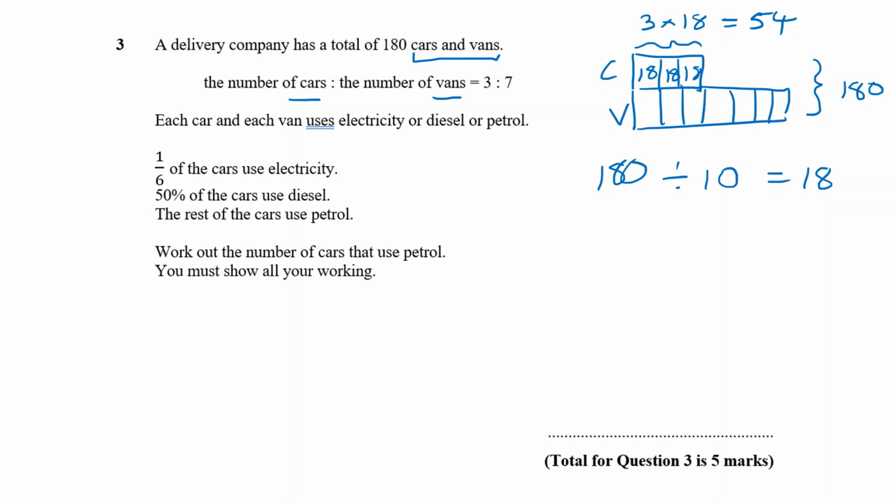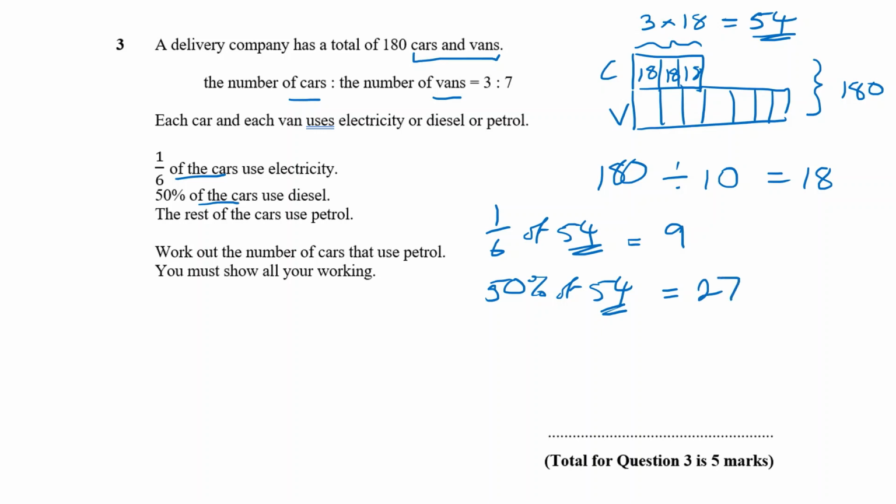1/6 of the cars use electricity. So 1/6 of 54 cars use electricity. It's of the cars, so I'm just using that 54 there. 1/6 of 54. 54 divided by 6 equals 9. 50% of the cars, again 50% of the cars, so it's 50% of your 54 cars is the number of cars that use diesel. So 50% of 54 is 27.